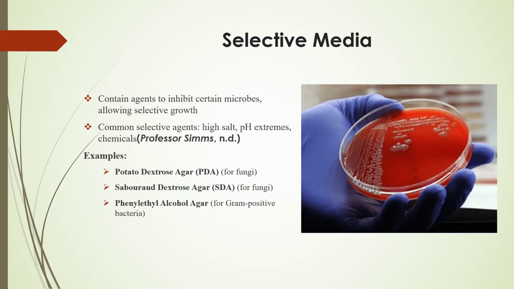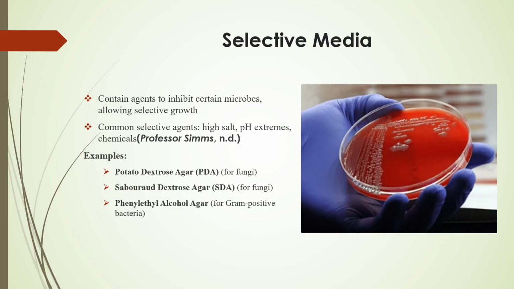The purpose of selective media is to inhibit the growth of some bacteria while permitting the growth of others. They accomplish this by adding selective agents like high salt concentrations, extremely high pH values, or certain compounds that prevent undesirable microorganisms from growing.